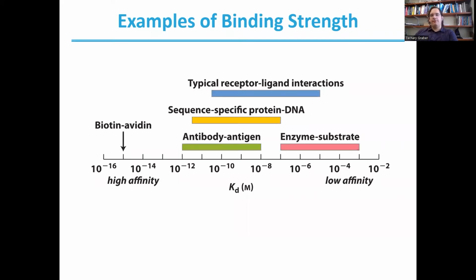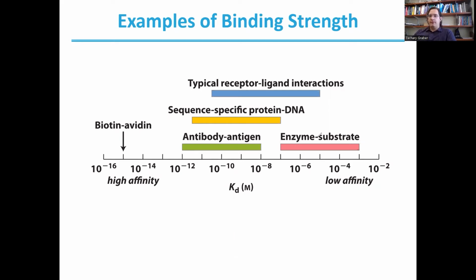So we can actually look at varieties of different protein-ligand interactions. So you can see antibody and antigen interactions tend to be very high affinity. So we need to be able to detect very small amounts of invaders or pathogens in our environment. So our antibodies have to have very high affinity interactions to be able to sense and grab onto those.